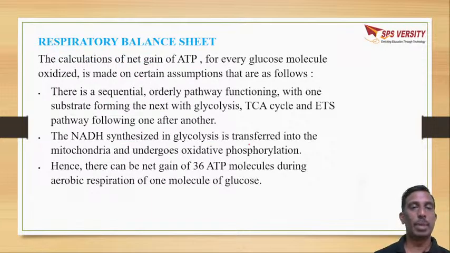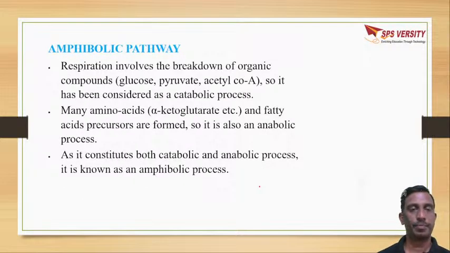और हमें respiratory balance sheet के बारे में लेते हैं. तो finally we get 36 ATP in aerobic respiration from 1 molecule of glucose. और respiration में हमें क्या पढ़ा है? कुछ intermediate substances. So respiration is a catabolic process.